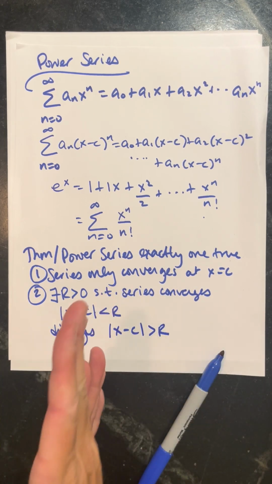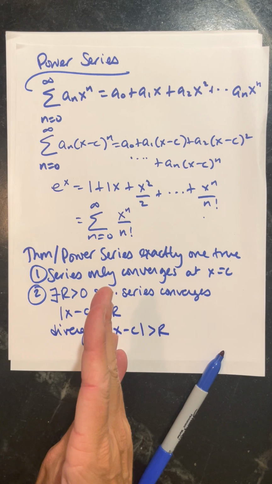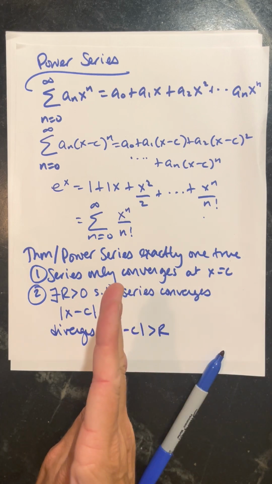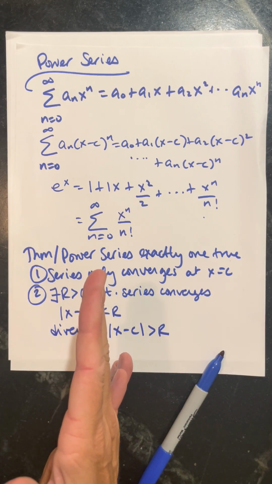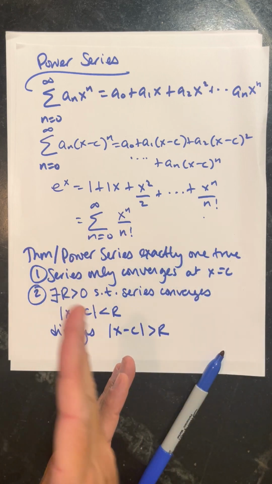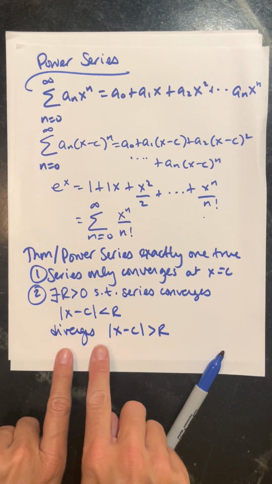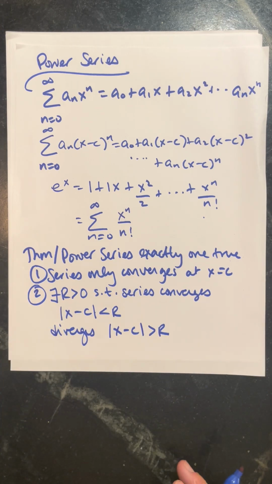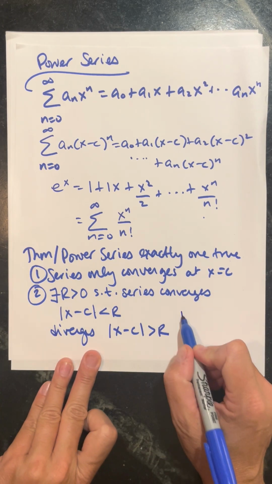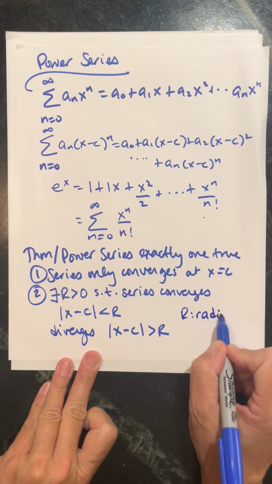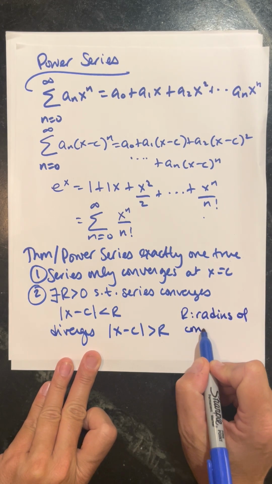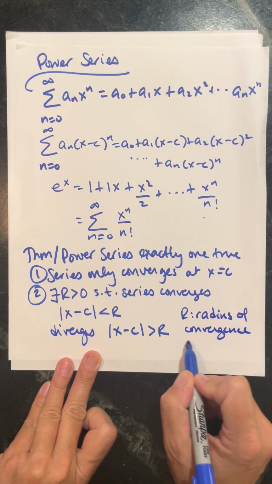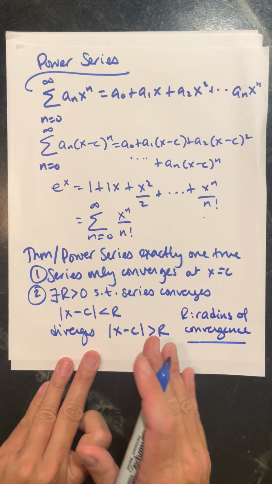So again, you have your center where your series always converges. If you add R or subtract R around that center, it will still converge. If you go past R further away, it will diverge. R is called the radius of convergence because it is around that center.